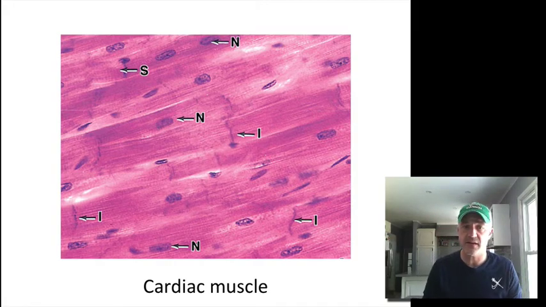The other thing is these cells are branching, so you can see it a little bit in the center of the screen right here. We'll see it better on some other slides. The other thing you can see is they have these specialized structures in between the cells called intercalated discs, which are very rich in gap junctions and allow a depolarization in one muscle cell to influence the cell next to it.